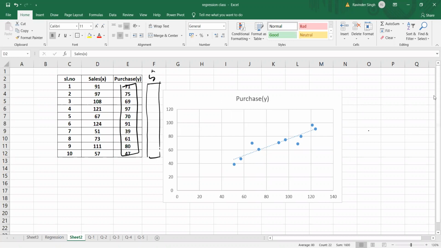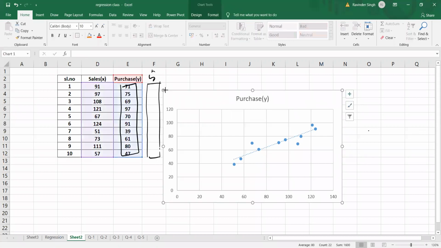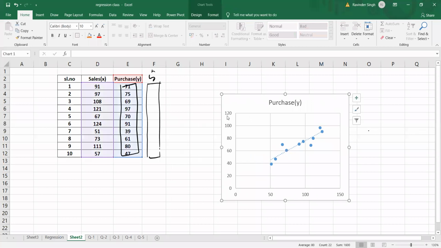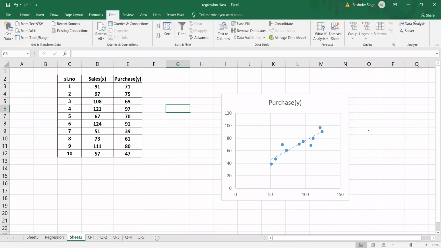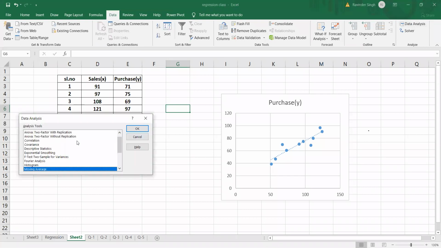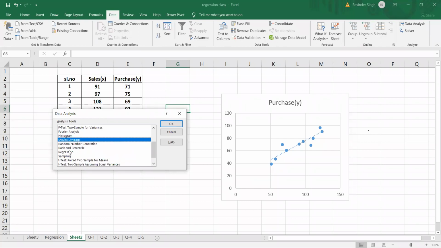So this is a straight line. I will just take this plot aside, and let us do some regression analysis in Excel. How to do the regression analysis in Excel? You have to go to Data, and you can see an icon called Data Analysis. When you click on Data Analysis, it will open an analysis tool. In that, you have to go for Regression and press OK.